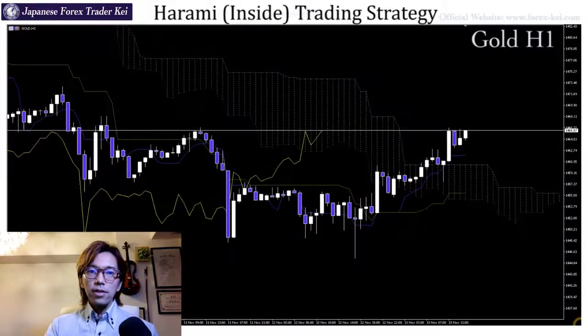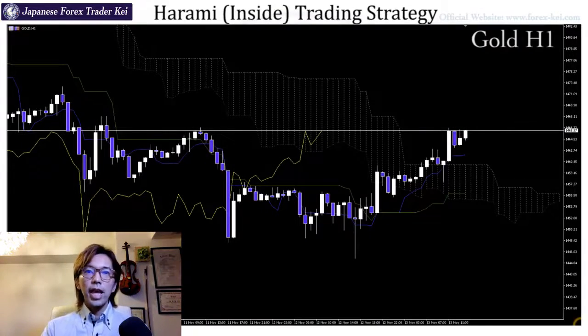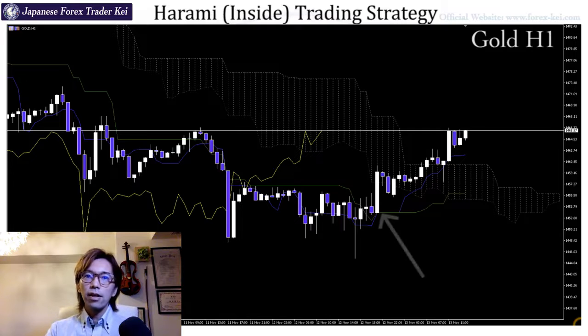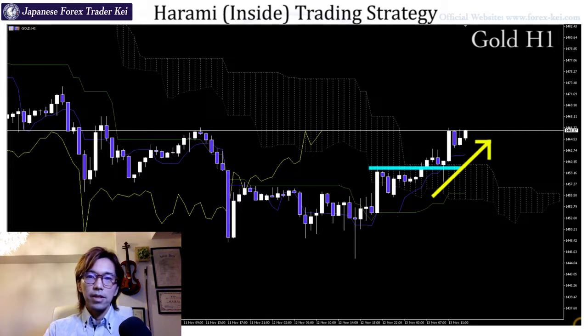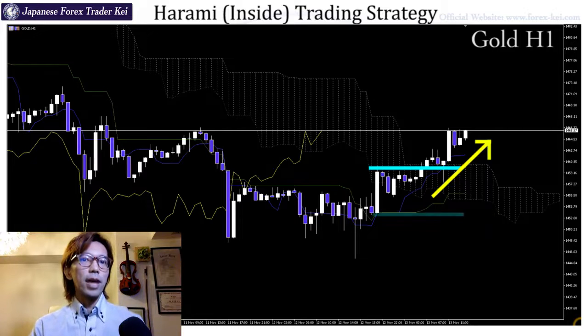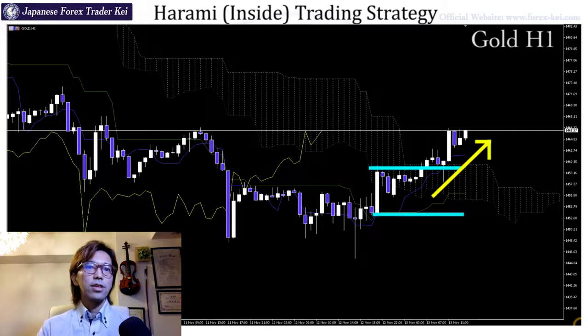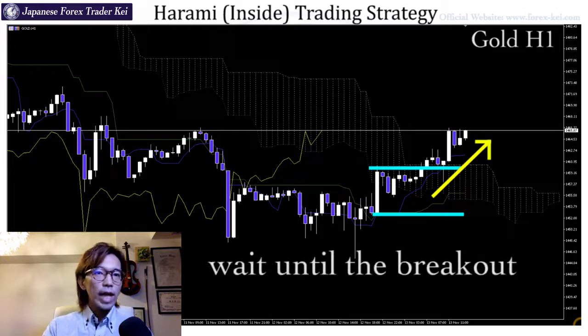And if you take a look at this 1 hour chart again, there's another Harami here, you see? And the market is going up after the break. So again, in this case, you can draw these lines on the top and the bottom of the candle, and you just wait, just wait until the breakout, then follow the direction towards the breakout.